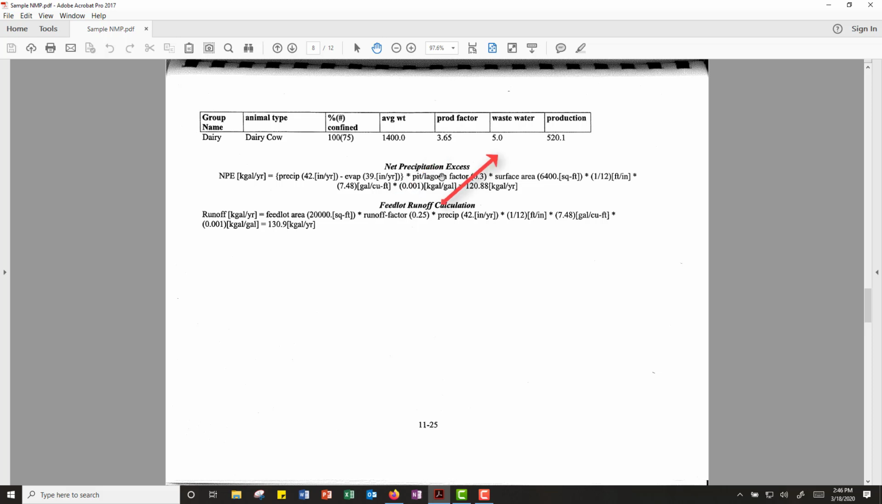And then wastewater would be water used in washing up the farm, for instance, washing up the milking area. That will flow into the manure system, and then the total production per year. There's a feedlot runoff calculation, so if there is a lot that the cows are out on that drains to the manure storage, then you've got to account for the runoff from that feedlot.